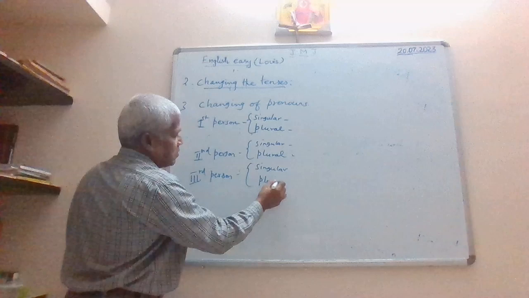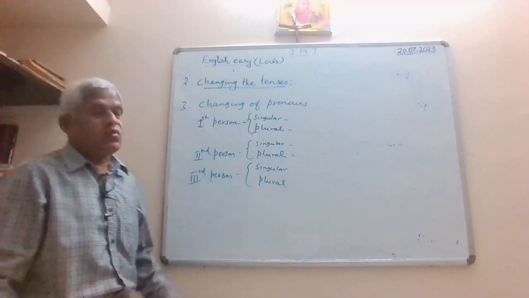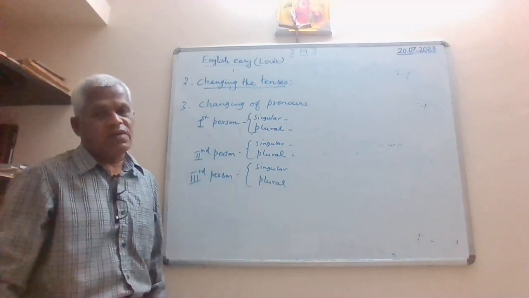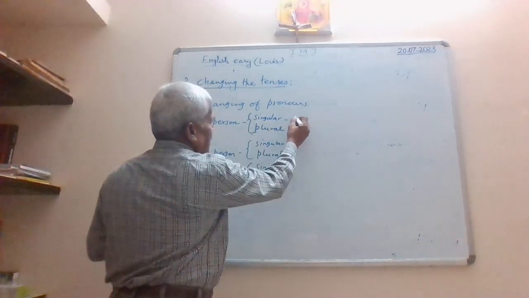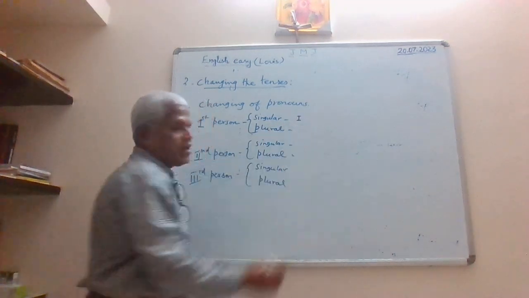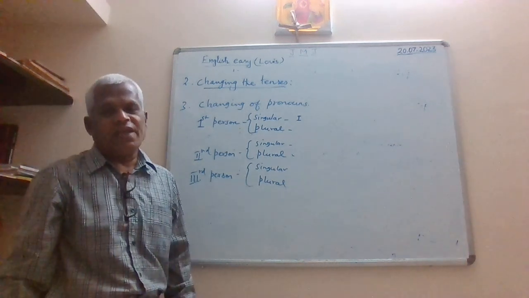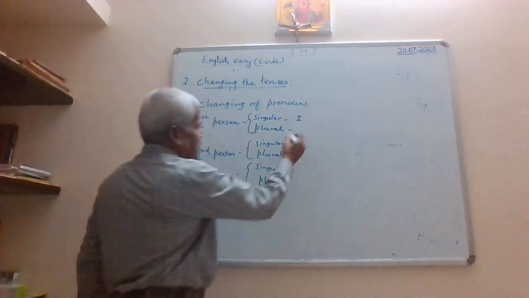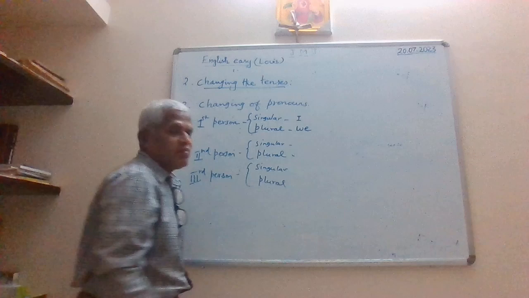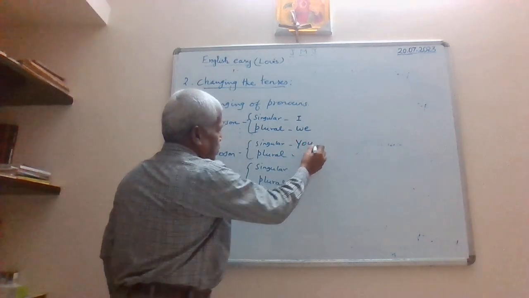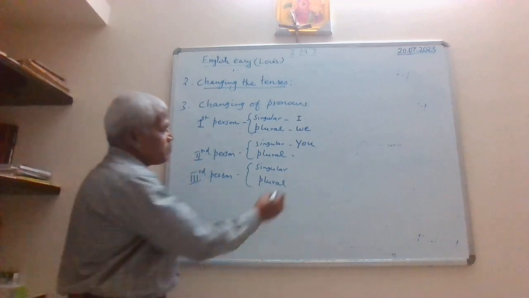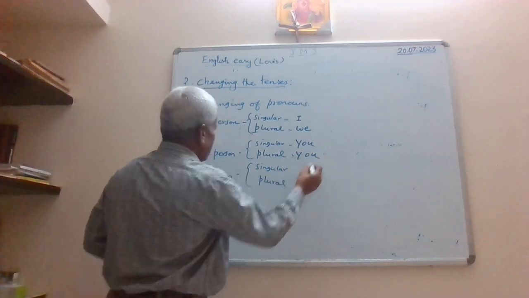Singular and the plural. Now why do I write like this? There is a reason for that. Now what is your first person singular? I. Okay? First person singular, I. First person plural, we. Second person singular, you. Second person plural, you.